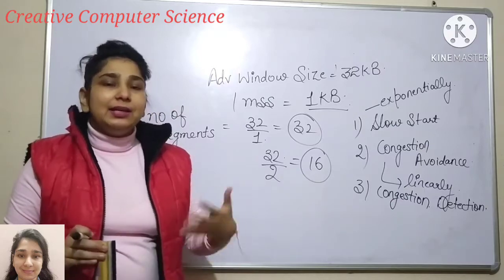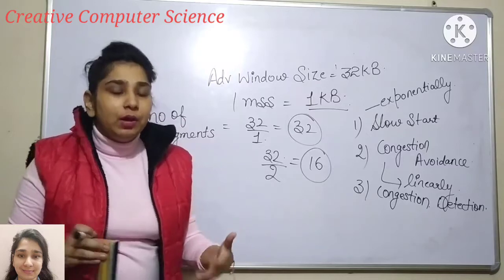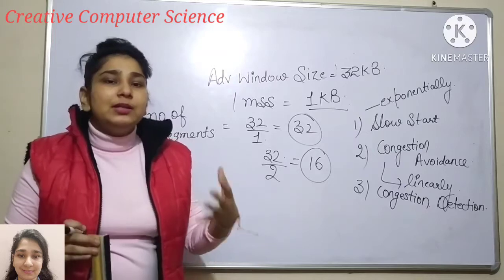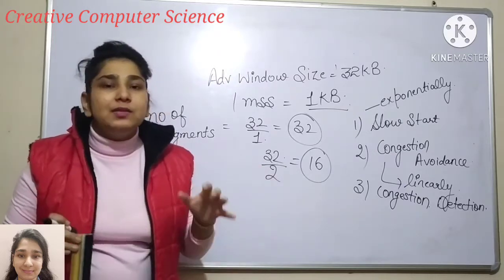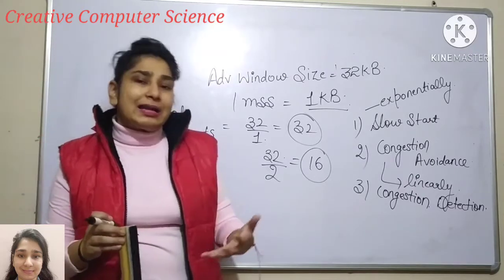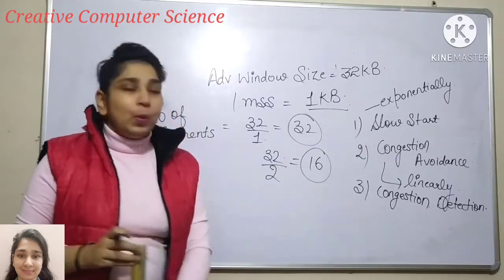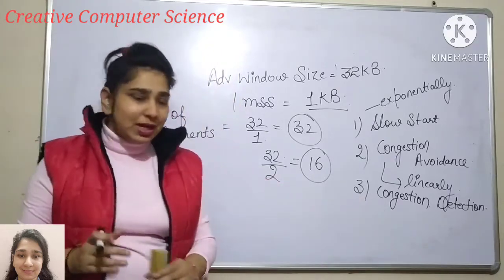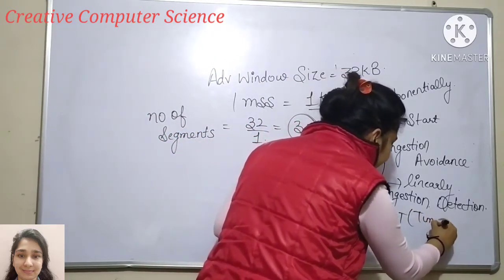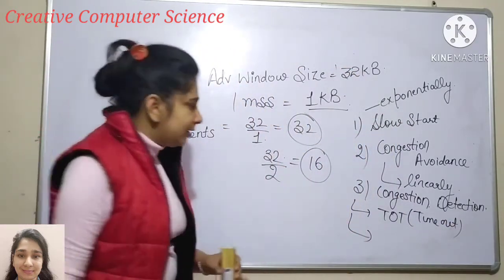We have a third phase, congestion detection. How will we detect the congestion? When our packets are getting lost in the network, when we are not getting acknowledgement back. Because if your network is completely jammed or congested, definitely your packets are going to be lost, and when your packets are lost, you will not get acknowledgement back. So how will we detect the congestion? First, timeout timer, and second, three duplicate acknowledgements.